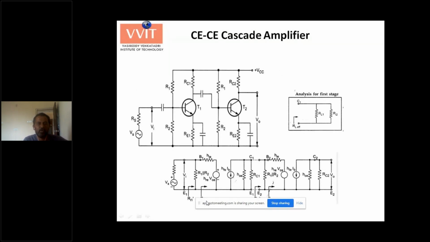And then you have to identify the locations of R1, R2, RC1, RE1, etc. RE1 will be gone because of this emitter bypass capacitor, and this will become short circuited. This will become short circuited. If you don't have these two emitter bypass capacitors, again the problem becomes a bit more lengthier. That's the problem: CE with RE. There are two CE with RE problems, cascaded.